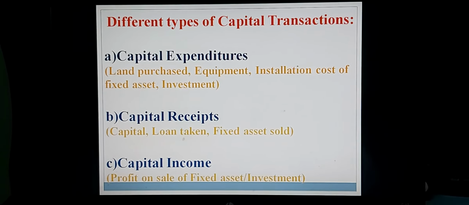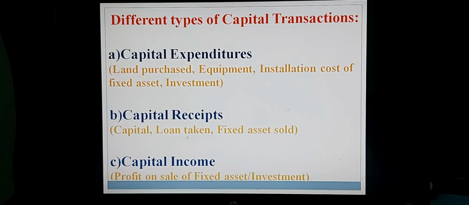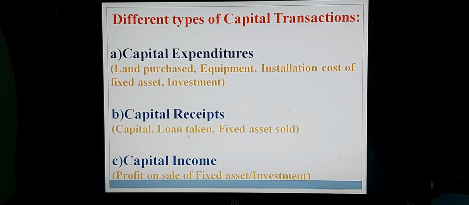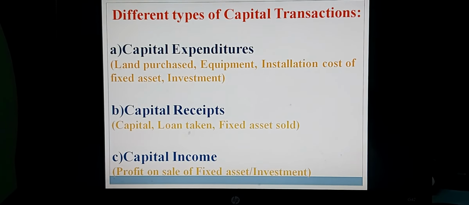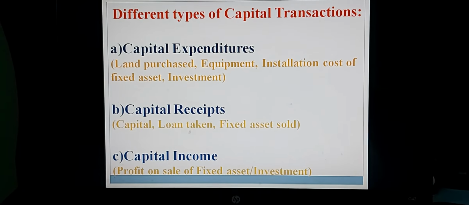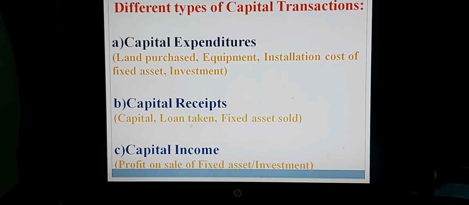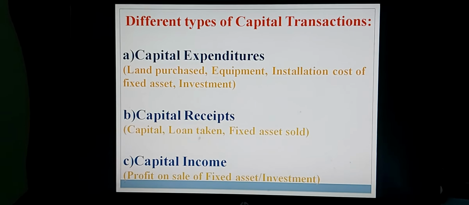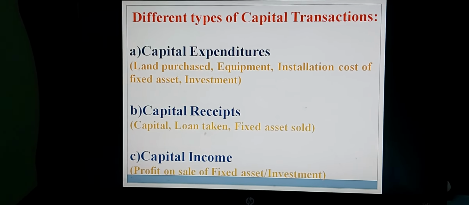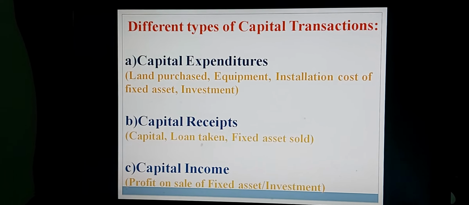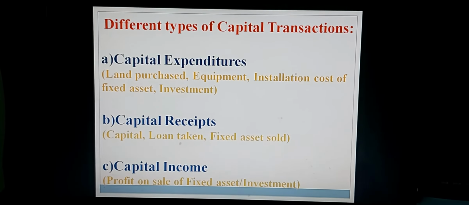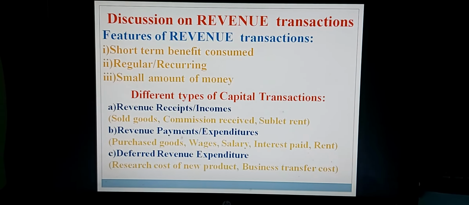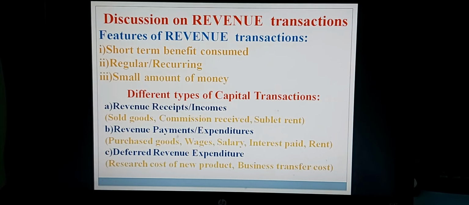It is to be noted that capital receipt is Taka 68,000, but capital expenditure is Taka 70,000. And here capital income is Taka 2,000. Okay, now you can go to the next slide.